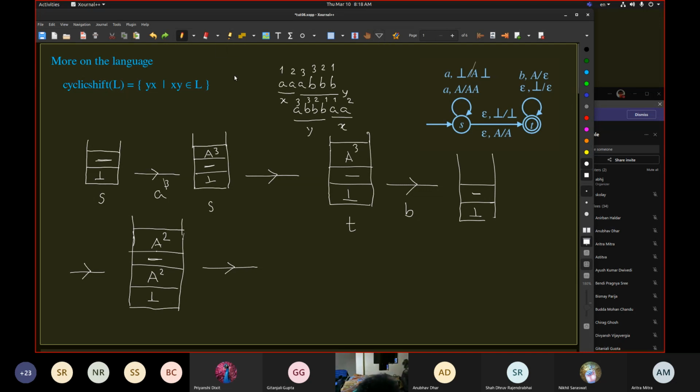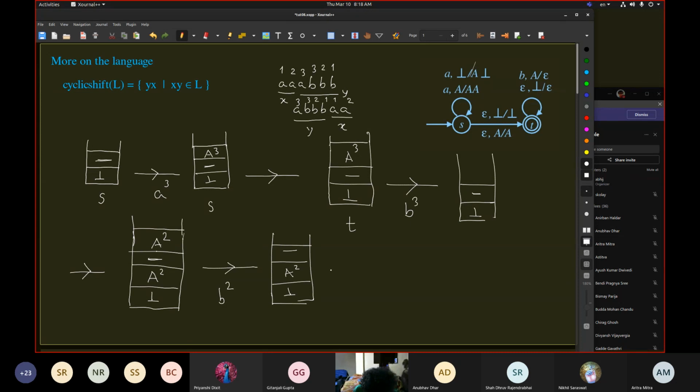Anyway, this was B3. Then B2 is consumed. B2 matches with A2. This becomes this. Okay.